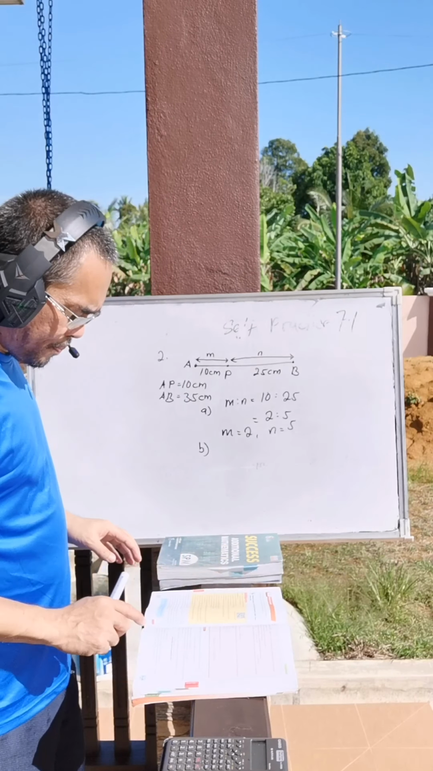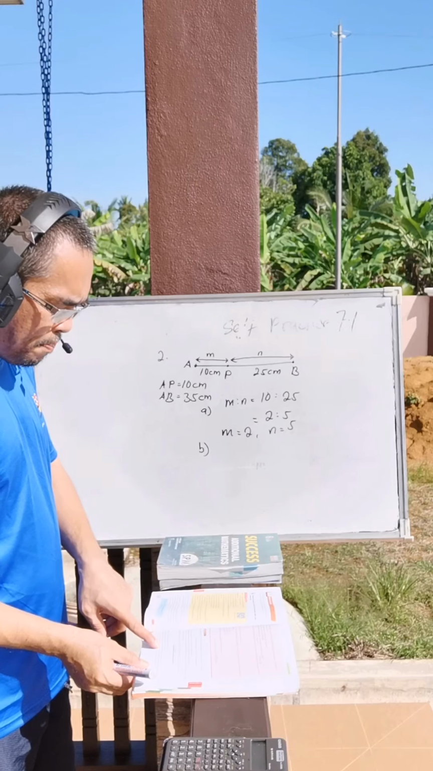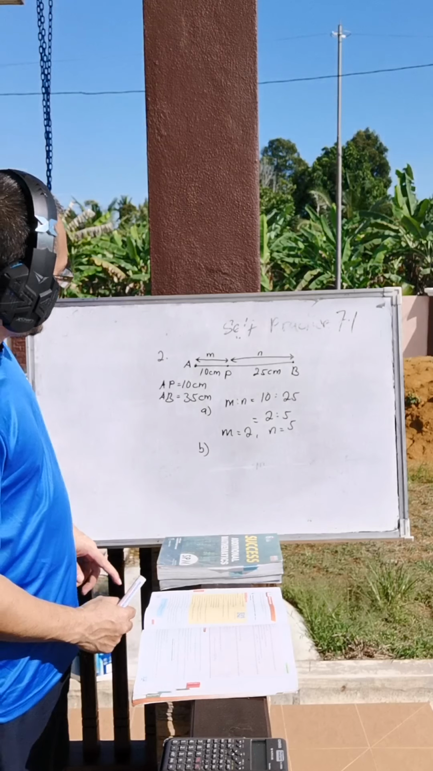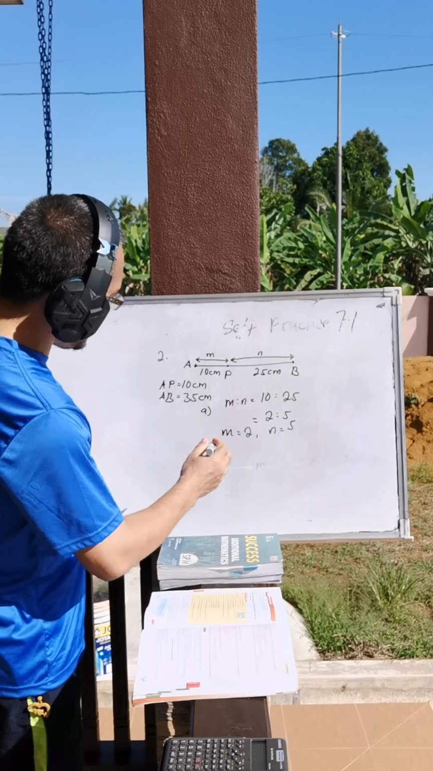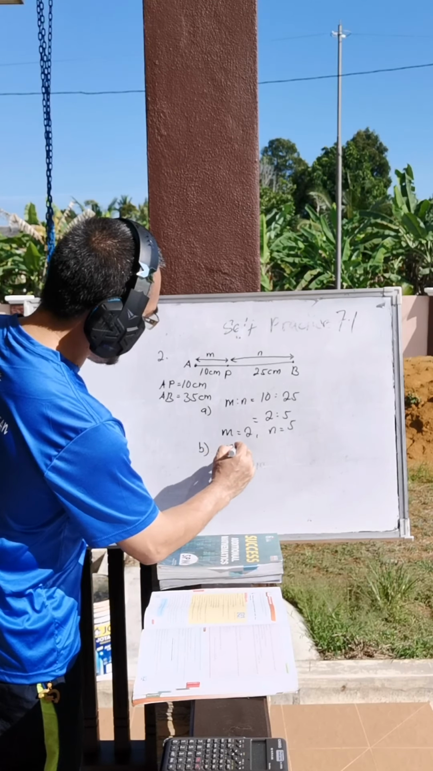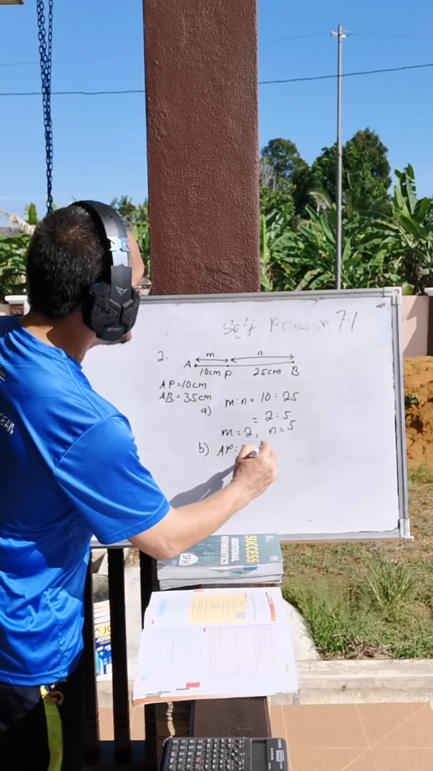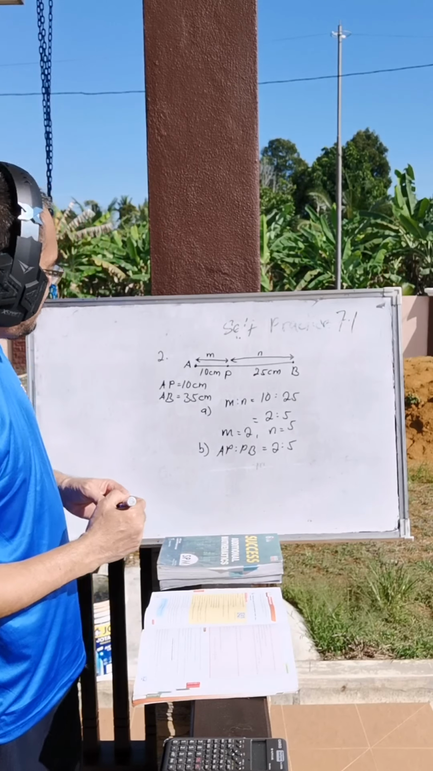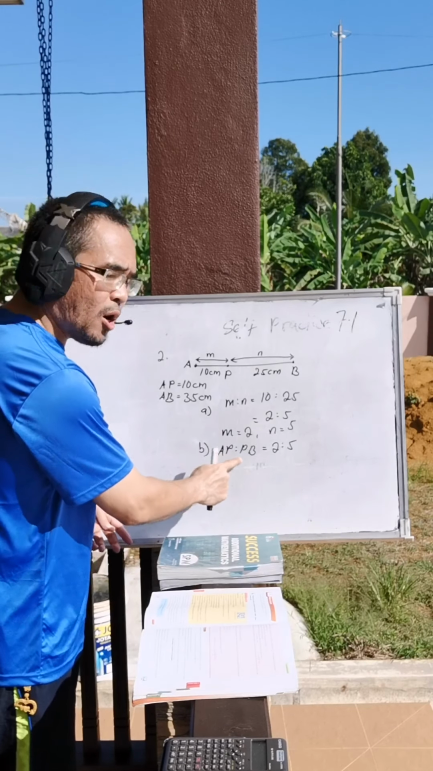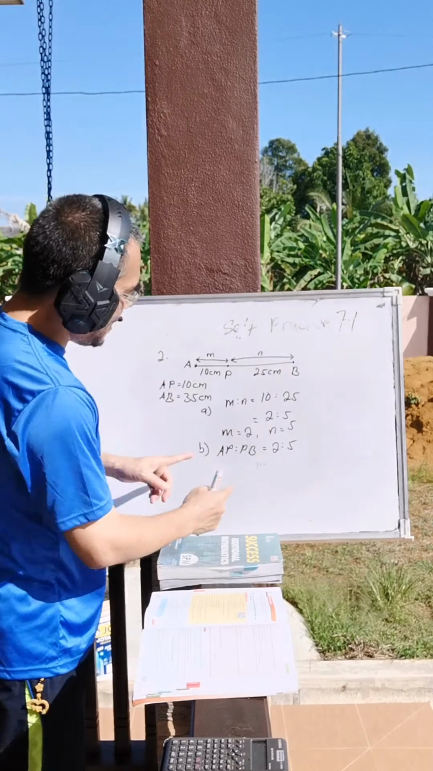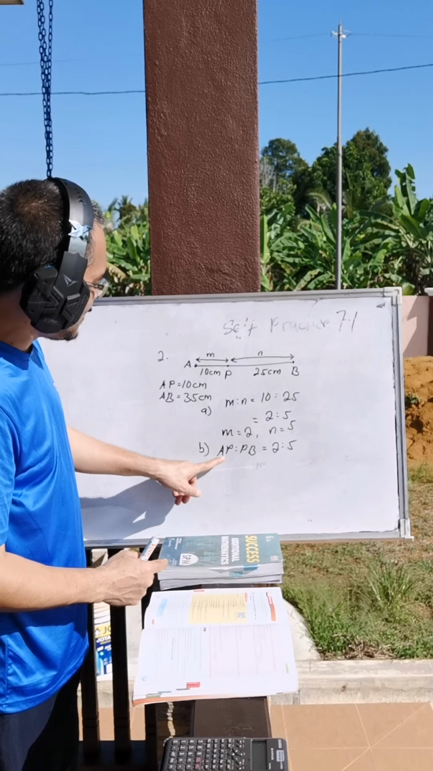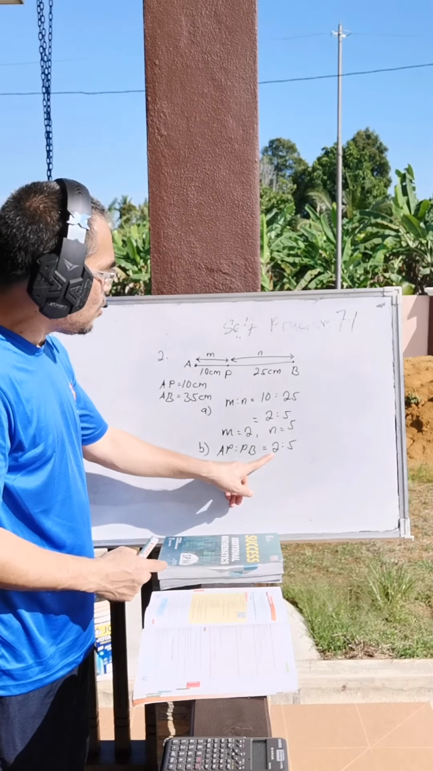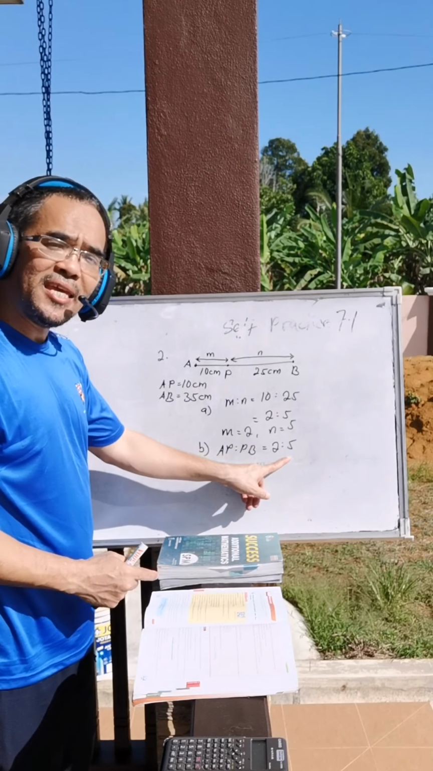So question B, describe the position of P on the rope in relation to its ratio. I would say AP to PB will be 2 to 5. The position of P is between A and B, so we rewrite it as AP to PB equals 2 to 5, because the value of M is 2 and N is 5.